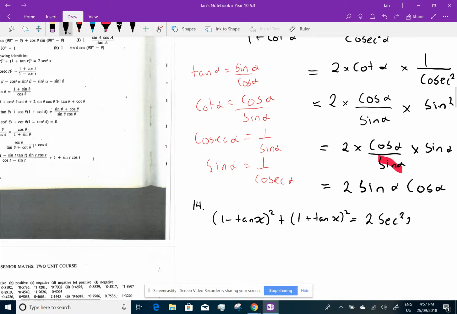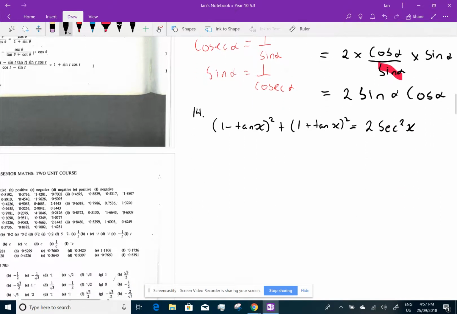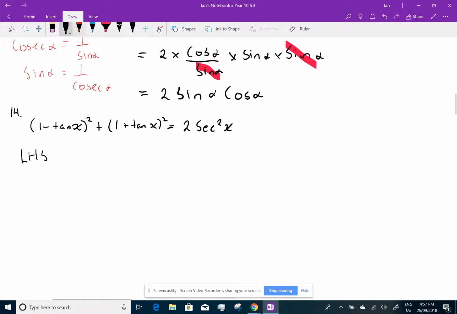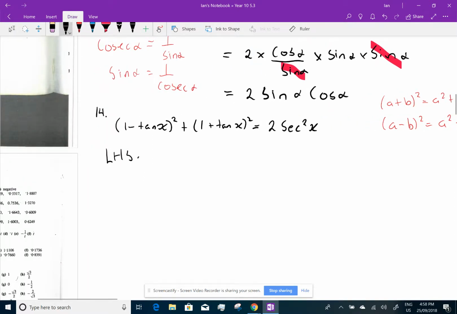Now again, with these, what you're trying to do is make the more complicated side simpler. So I'm going to take the left-hand side and I'm going to simplify it. So again, if you remember from the previous exercise, I'm going to need to know this. When I have a plus b all squared, that gives me a squared plus 2ab plus b squared. And when I have a minus b all squared, it gives me a squared minus 2ab plus b squared. So I'm going to invoke both of those.